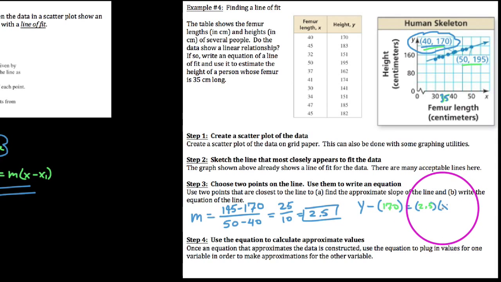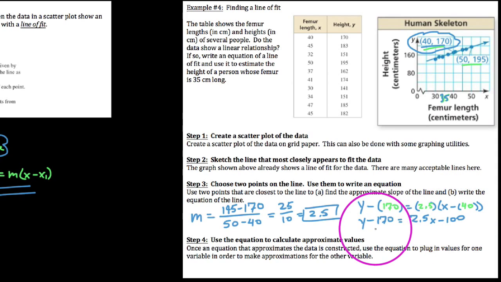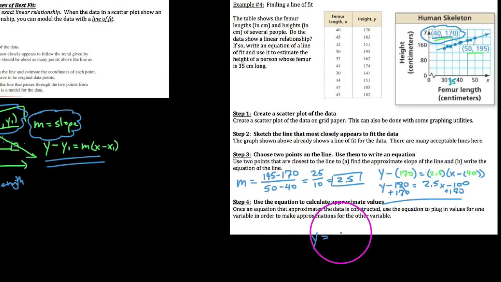And then we say, okay, now we've got x minus the x value of our point, where the x value of our point you can see up here is 40. So this is essentially the equation right here. We don't have to simplify it, but it is certainly a standard thing to do. If I distribute the 2.5, I get 2.5x. 2.5 times negative 40 is negative 100. And if I add 170 to both sides, we get an equation of a line that says y is equal to 2.5 times x plus 70 when simplified.